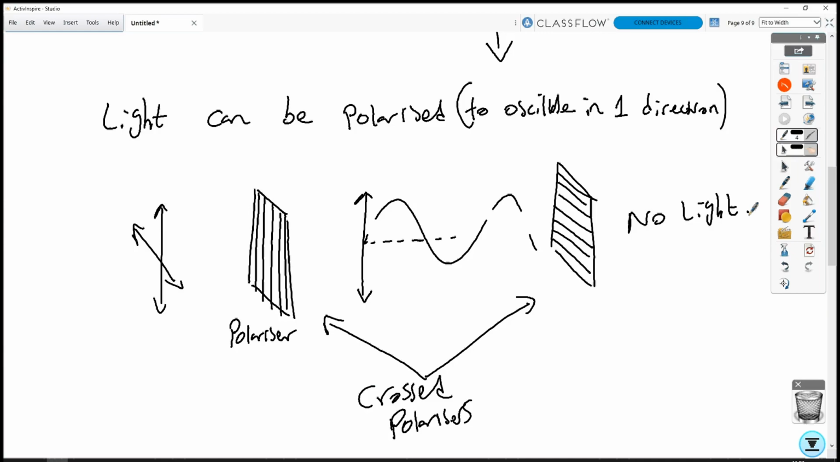So is that a horizontal polarizer? Yeah, the second one is, yeah.